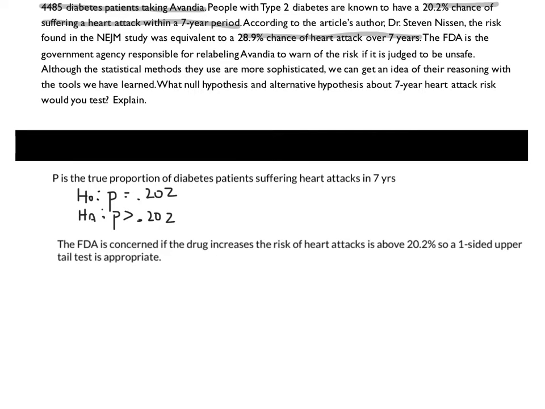Let's start out by saying that p is the true proportion of diabetes patients suffering heart attacks in 7 years. That means our null would be p equals 0.202, and our alternative, p is greater than 0.202. Remember, the FDA is concerned if the drug increases the risk of heart attacks above 20.2%, so a one-sided upper tail test is appropriate.